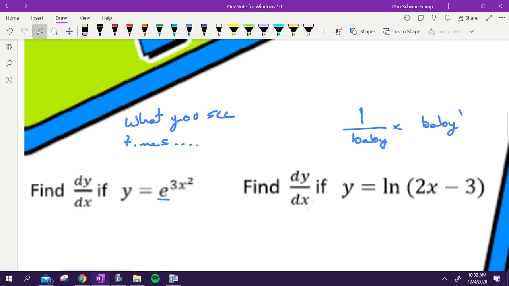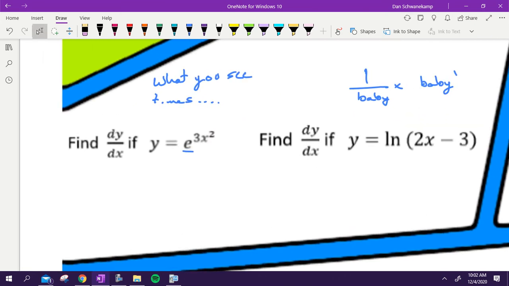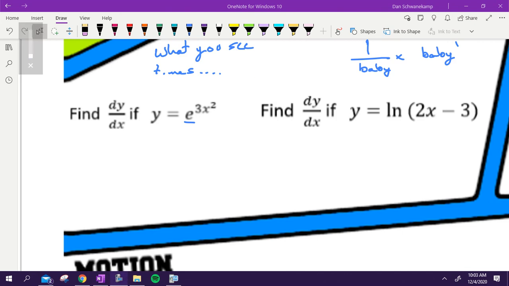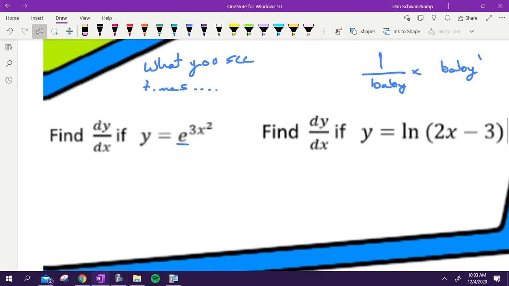Do those two. Find the derivative of those two. Go. e to the 3x squared. We're finding dy dx, so let's find y prime. Same thing. If I'm finding the derivative. Aiden, what do you got? The derivative of e is e to the 3x squared. Good. Times the derivative of the exponent. The derivative of the exponent is 6x.